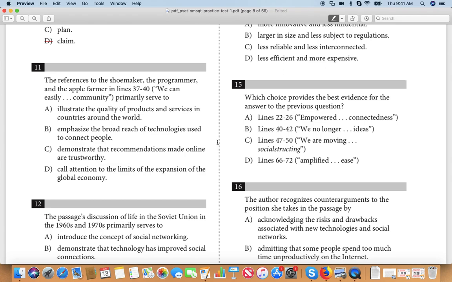So we're talking about the limits of the expansion of the global economy, but I think it's kind of the opposite of that here. It's not the limits of the expansion; it's the extent of the expansion, how much it's expanded, not how limited it is, when it's talking about the programmer in India, for example. Does that make sense? Yes. I think we can pretty easily eliminate answer choice D, especially when you read the paragraph. It's all about how social media is connecting people all over the world. So the best answer choice is indeed answer choice B. Does that make some sense?